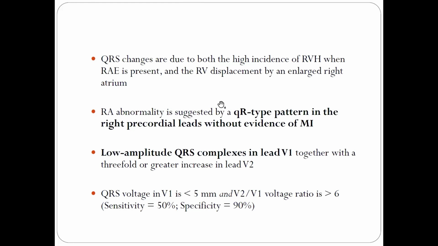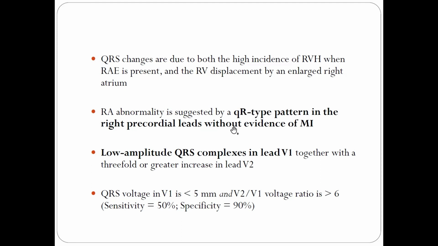So if you find in the ECG of atrial fibrillation that there are RVH changes, that is, right ventricular hypertrophy changes, which are found by the presence of a QR type pattern in the right precordial leads without evidence of MI, that is a tall R wave. Normally the R wave will not be that tall in V1 and V2 because these are right-sided leads. But in presence of right atrial and right ventricular enlargement, the R wave will be dominant here.